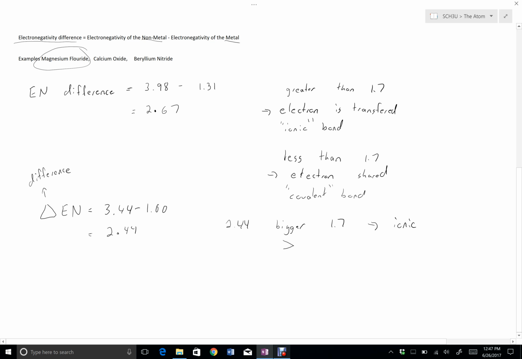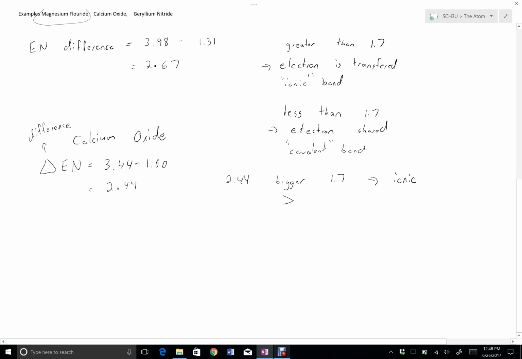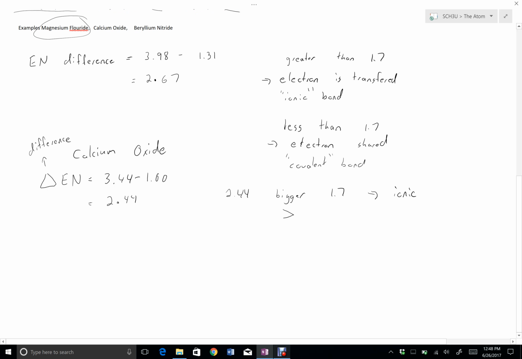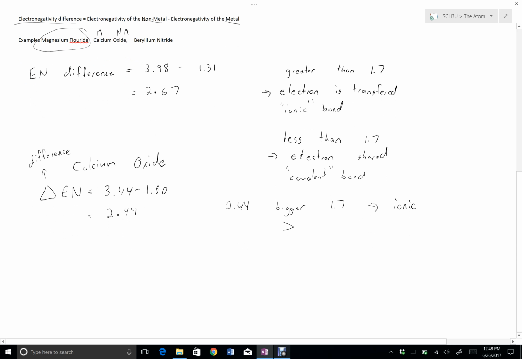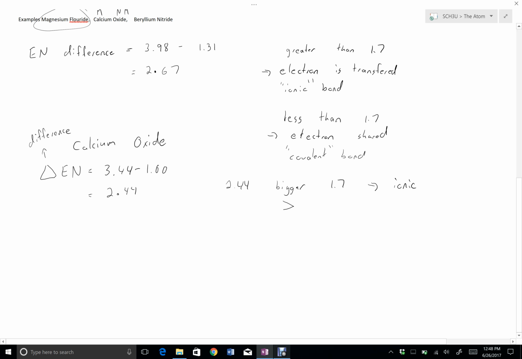So in this case, this is calcium oxide. We would say that this is forming a proper ionic bond, which means that calcium is giving its electrons to oxygen. This is as predicted with a metal and non-metal, right? This one was the metal, this one was the non-metal. But let's look at another combination here of a metal and a non-metal.